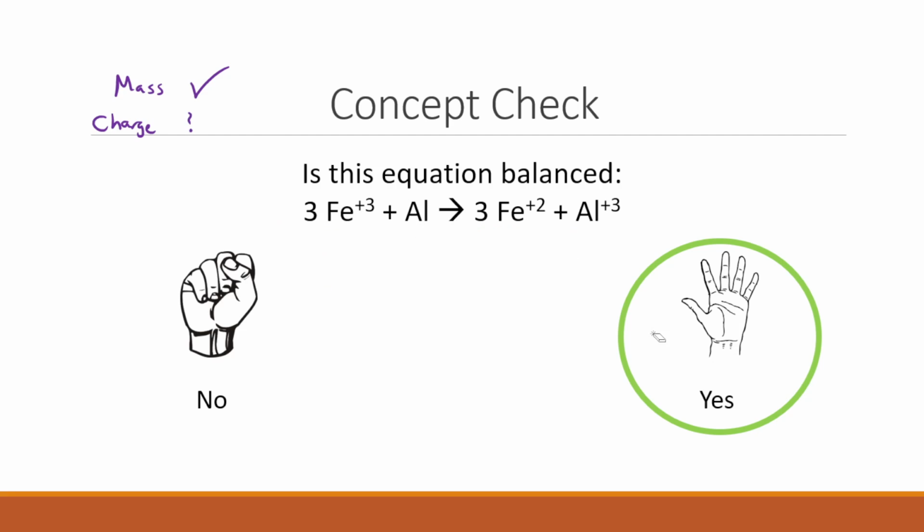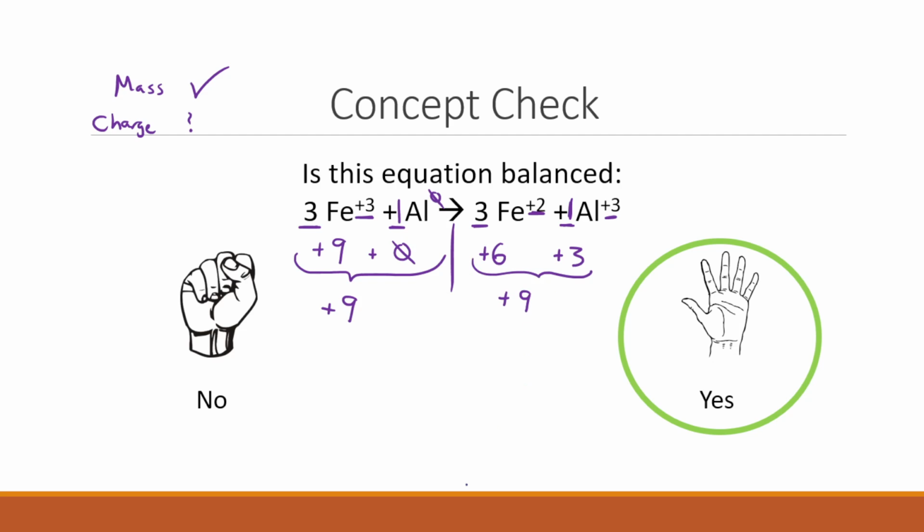Let's take another approach and look at charge. I have 3 positive 3s. That's a total of a positive 9. I have 1 zero. So my total charge on the left is positive 9. How does that compare to the right side? 3 positive 2s. That means plus 6. 1 positive 3. That gives me a total on the right of positive 9.